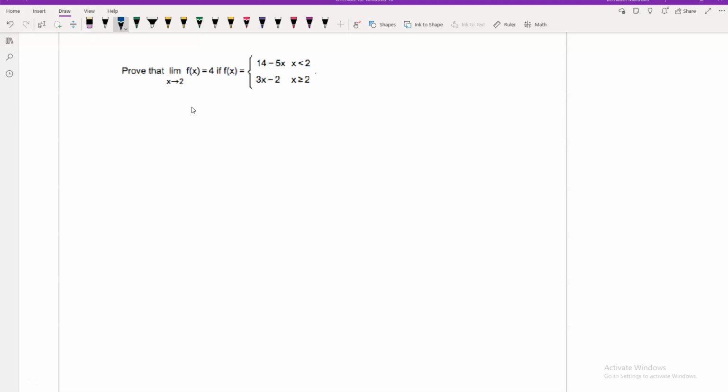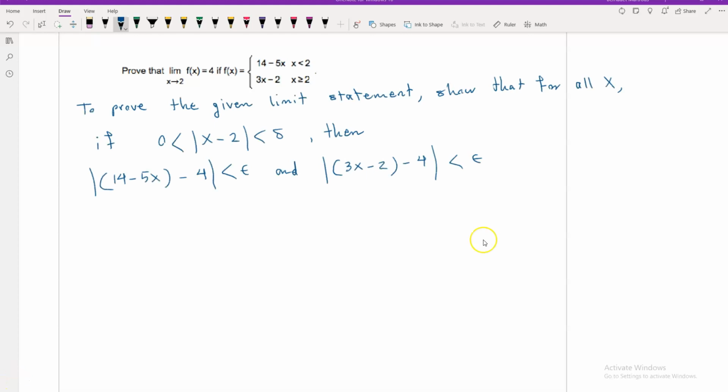Prove that the limit of f of x as x approaches 2 is equal to 4 if f of x is 14 minus 5x when x is less than 2, and f of x is 3 times x minus 2 when x is greater than or equal to 2. So to prove, we have to show that for all x, if absolute value of x minus c, in this case c is 2, is between 0 and delta, then absolute value of f of x minus L is less than epsilon.